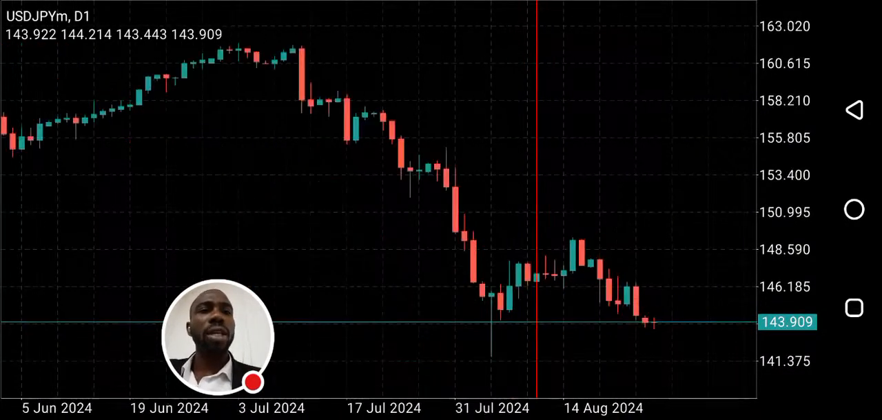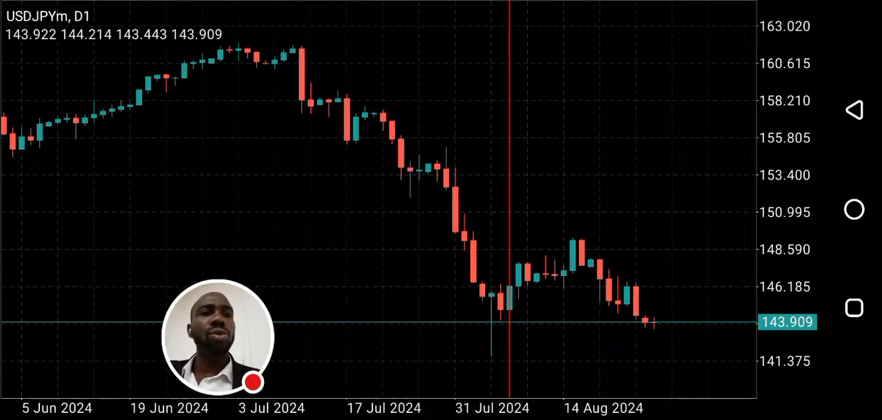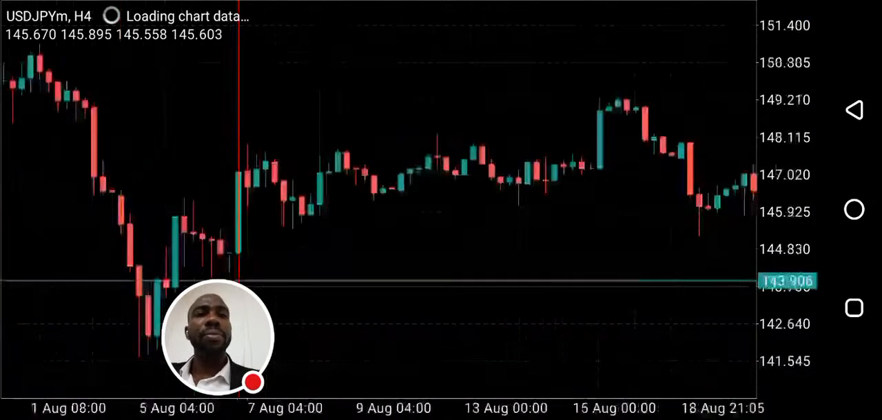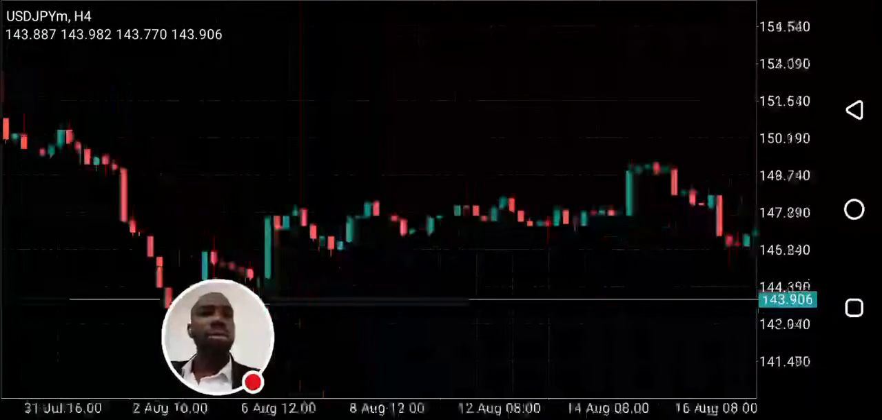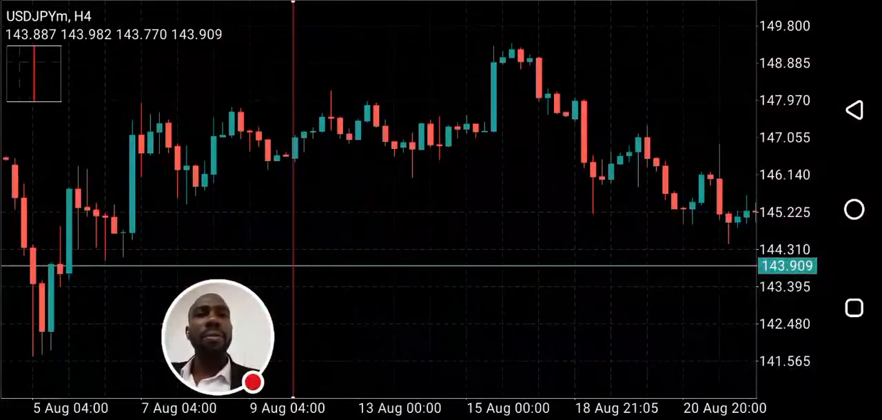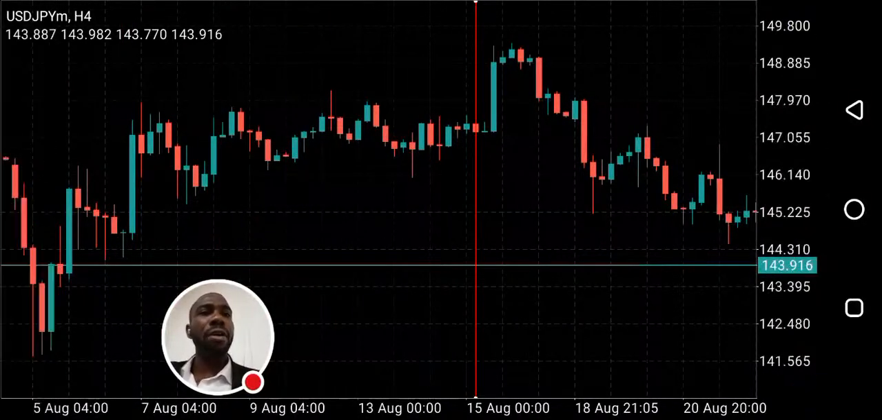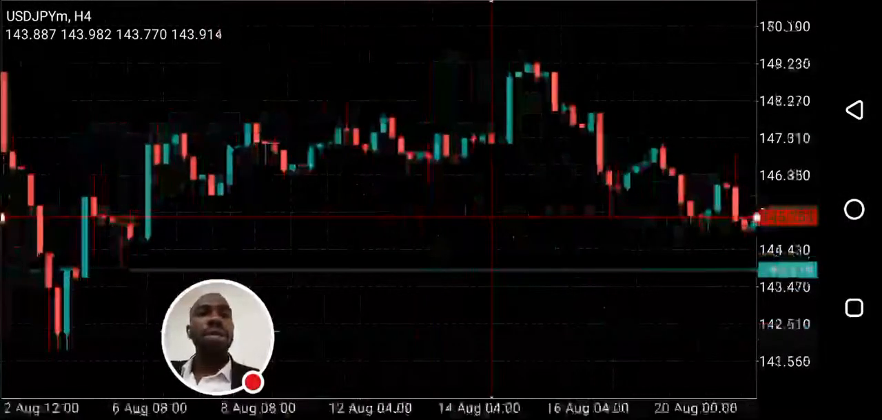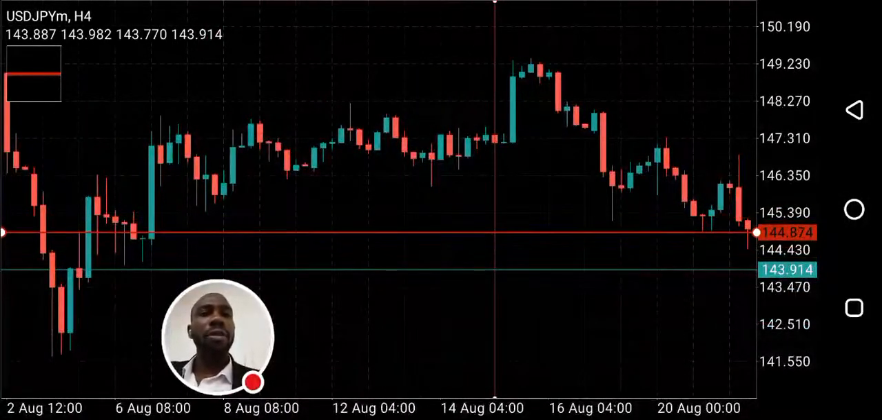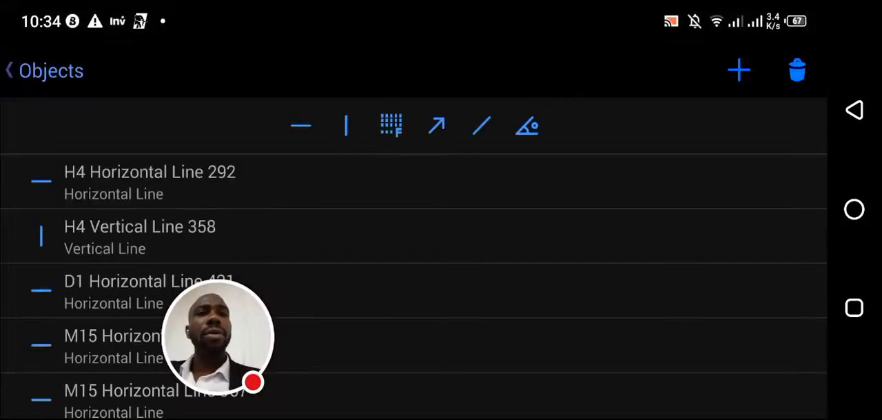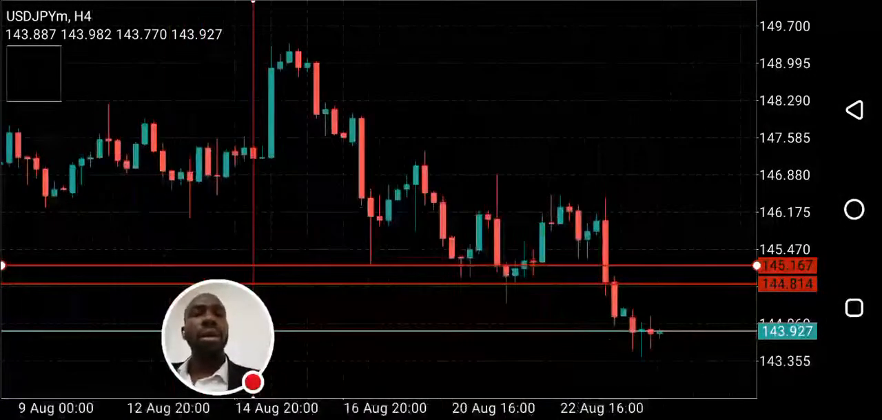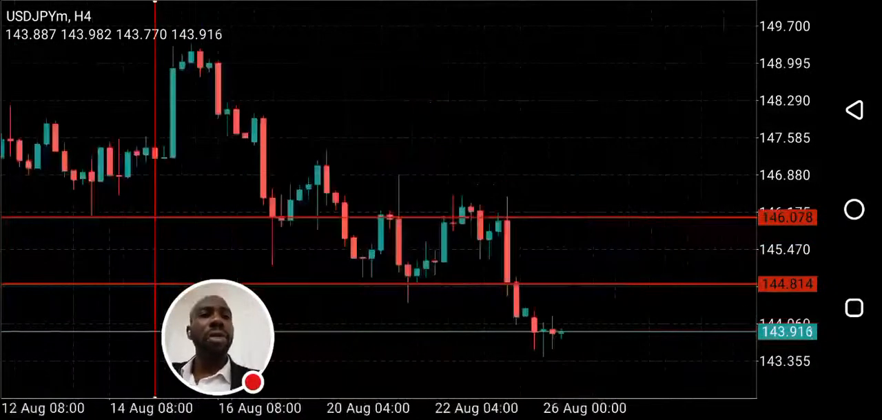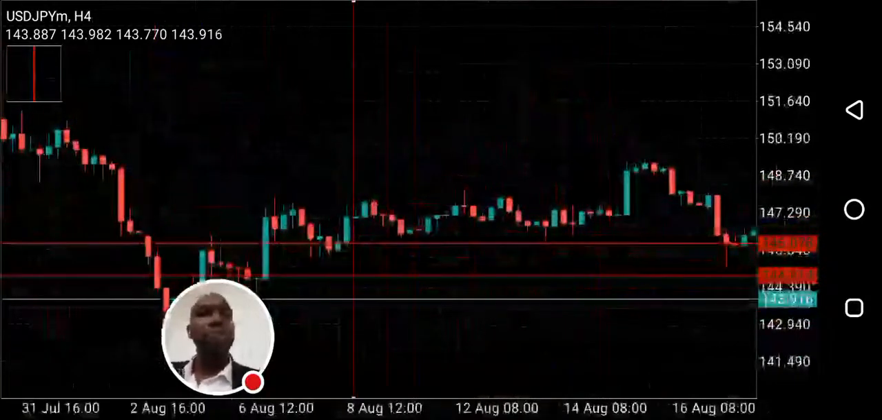On daily, there's no fair value gap. Was a fair value gap created on 4 hour? Yeah, we had a fair value gap here on 4 hour. This gap has been filled. Now, I believe there's still a fair value gap below on a lower time frame.